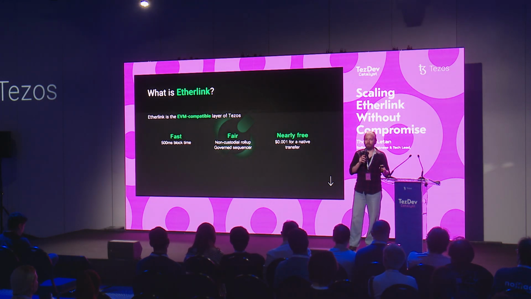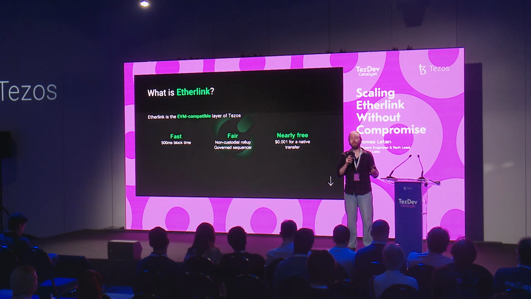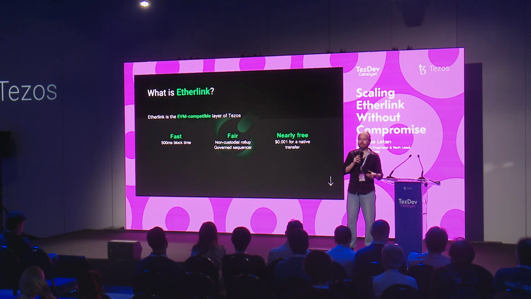So fast today means that the sequencer is creating blocks every 500 milliseconds. So you have to wait a bit around that time to get a confirmation that your transaction is included. And this unlocks some use cases, typically in DeFi, where having a low latency is important. It's nearly free in the sense that it doesn't cost a lot to include a transaction on chain.